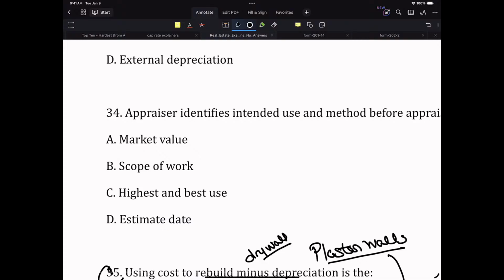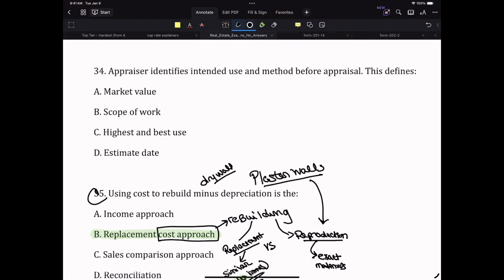All right, let's do number 34. An appraiser identifies intended use and method before appraisal. This defines what? Is it A, the market value, B, the scope of work, C, the highest and best use, or D, the estimate date? Now, I'm pretty sure that you all can at least get rid of two of these. I think two of these are pretty obviously like, yeah, that is so not the answer.